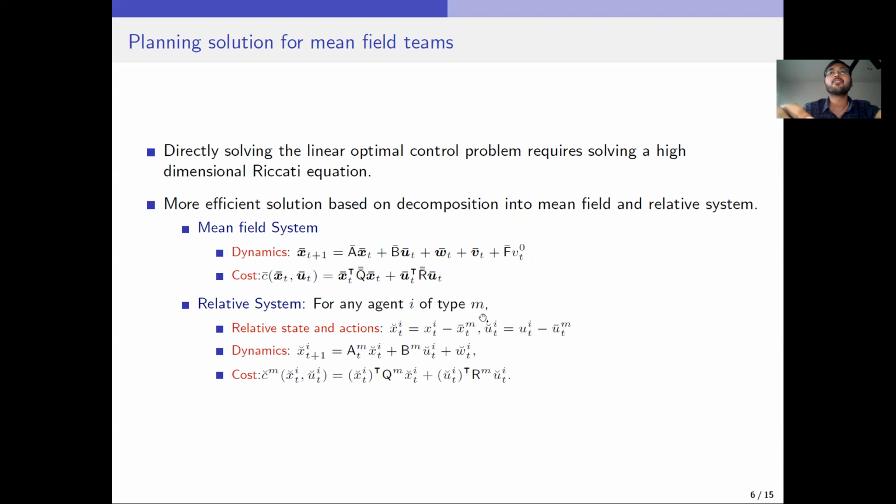For the relative system, for any agent i of type M, the relative state and action are defined as x breve i,t, which is x_i,t minus the empirical mean, and u breve i,t, which is u_i,t minus the mean u bar m,t. The dynamics are provided in this fashion. We see that now the dynamics are only coupled by the noise variables; leaving aside the noise variables, they are all decoupled. Even the cost function is decoupled.